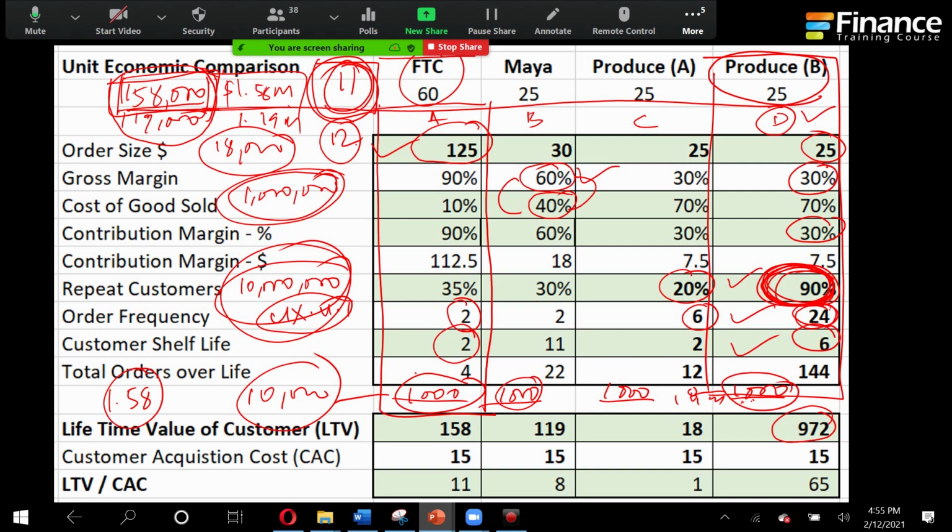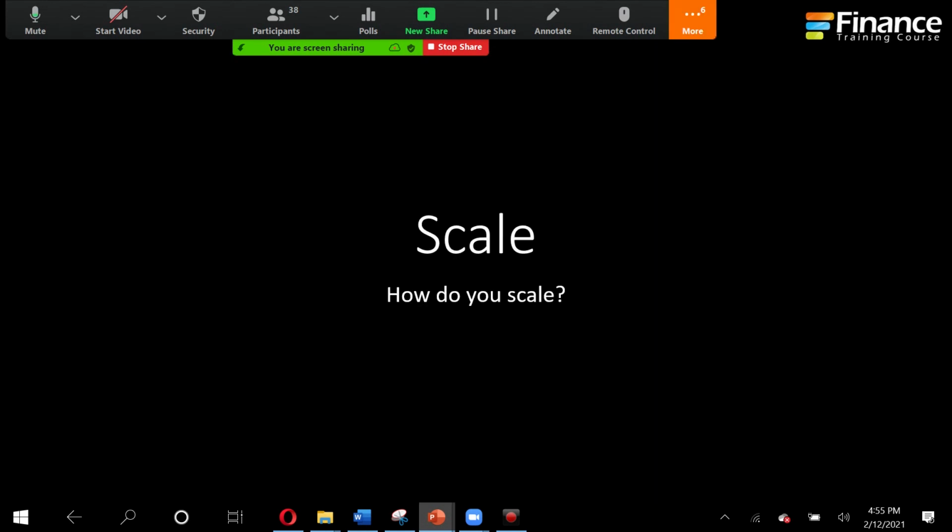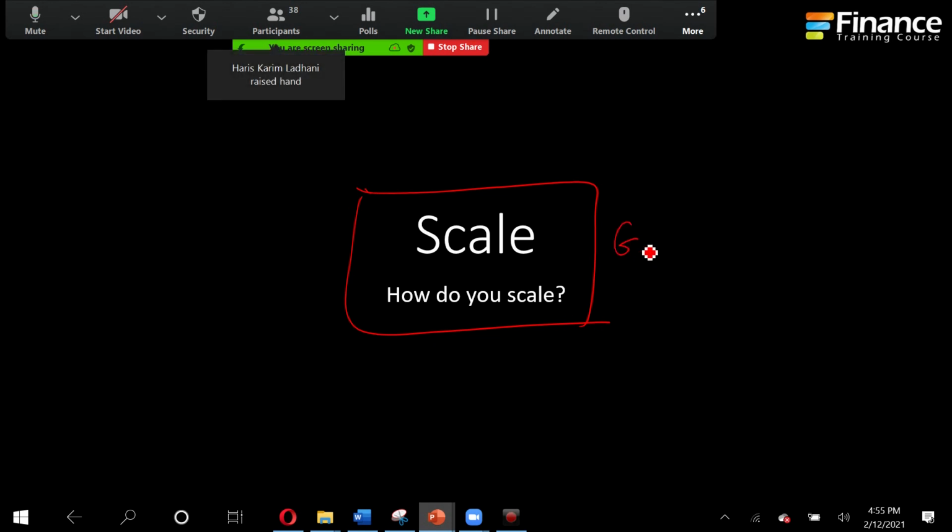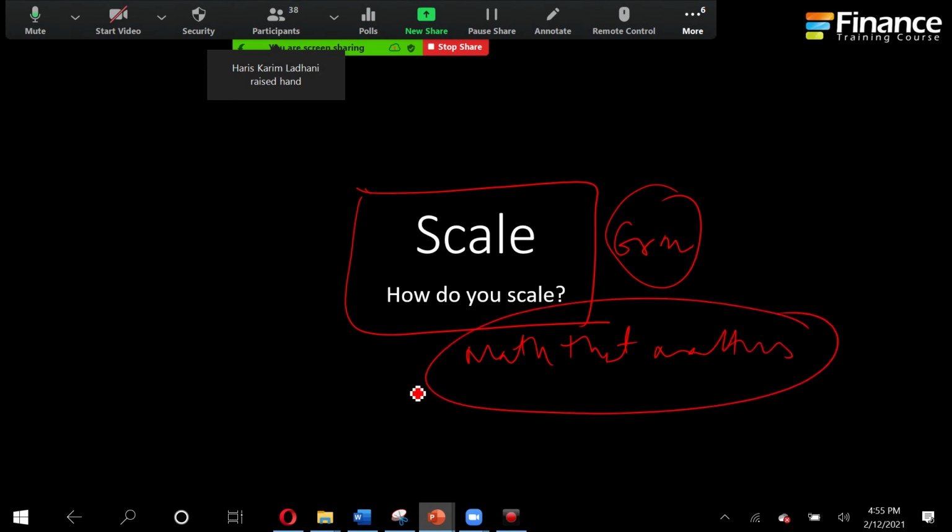As engineers, as builders, as makers, we don't think about scale. We don't think about how the business is going to grow. We don't think about the math that matters. The math that matters tells us that idea selection is not enough.